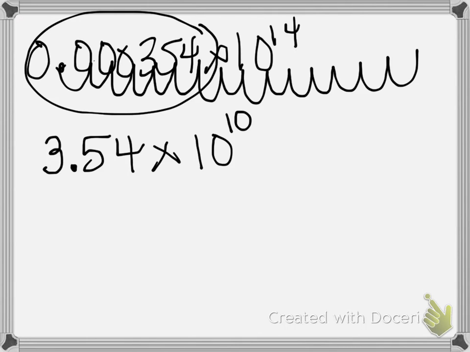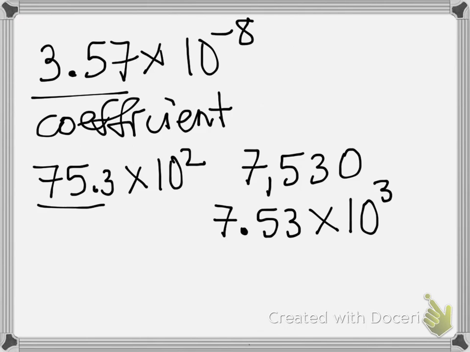Letter F, 9.1 times 10 to the 4th is okay because it is in proper scientific notation. It's greater than 1 but less than 10. What do you think is wrong with the two numbers you circled? It's that the coefficient is not greater than 1 but less than 10.